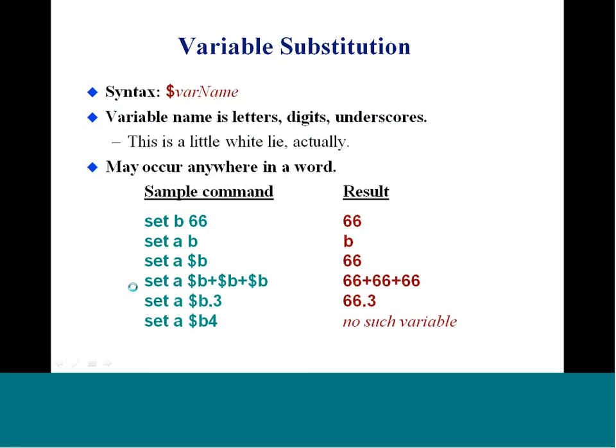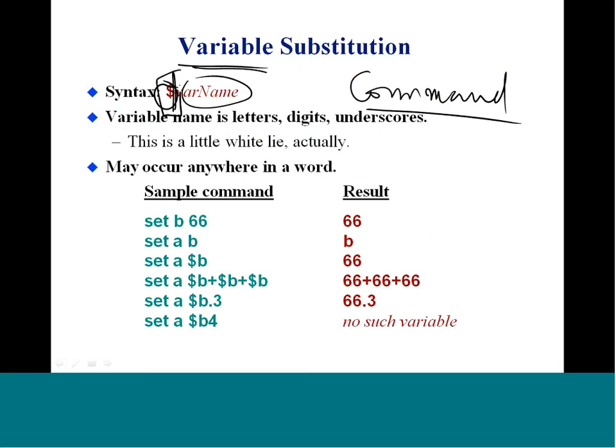Now we come to variable substitution. There are two main topics in Tcl that you want to understand, and once you understand those two concepts, life will be pretty much easier. Number one is variable substitution. Number two is command substitution, which we will talk about in a later slide. Right now, let's talk about variable substitution. The syntax is dollar followed by the variable name. The dollar is what lets Tcl see that this is a variable, and it will substitute the real value. The variable name can be letters, digits, and underscores.